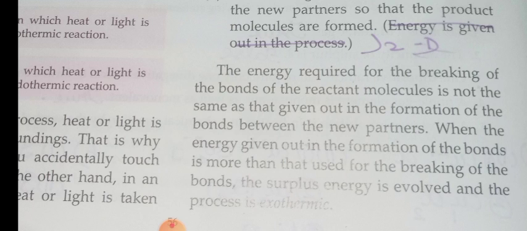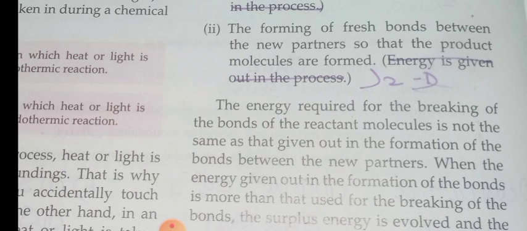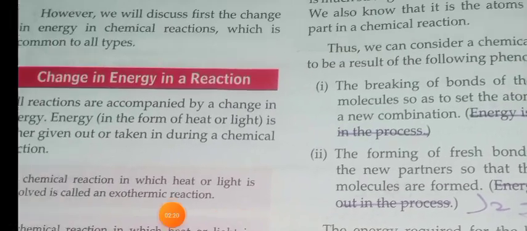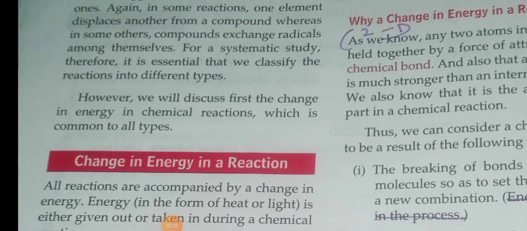When the energy given out in the formation of bonds is more than that used for breaking of the bonds, the surplus energy is evolved and the process is exothermic. So when a high amount of energy is given out during the formation of bonds, that surplus is evolved, and such reactions are called exothermic reactions. Is it clear for you? I hope you have understood this process.